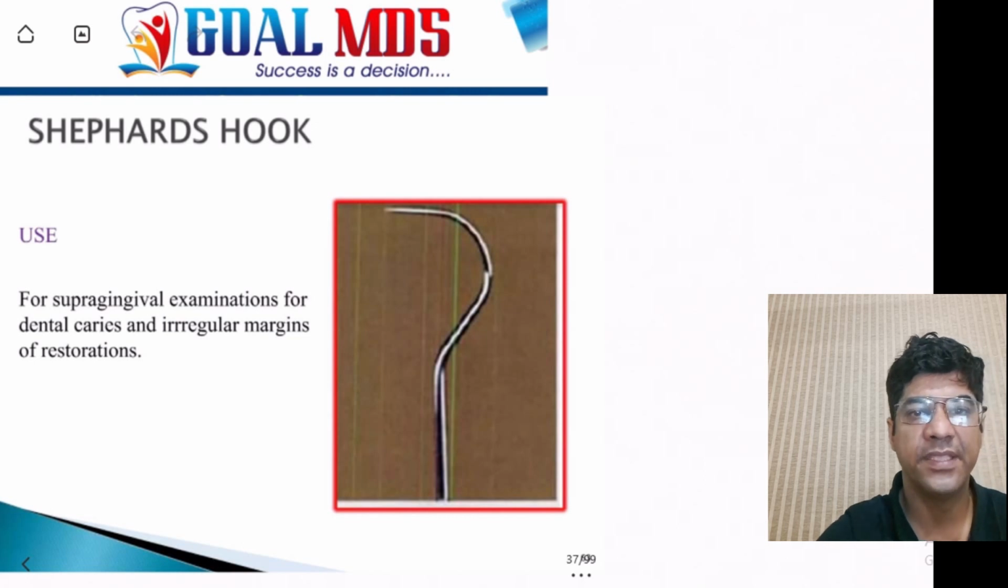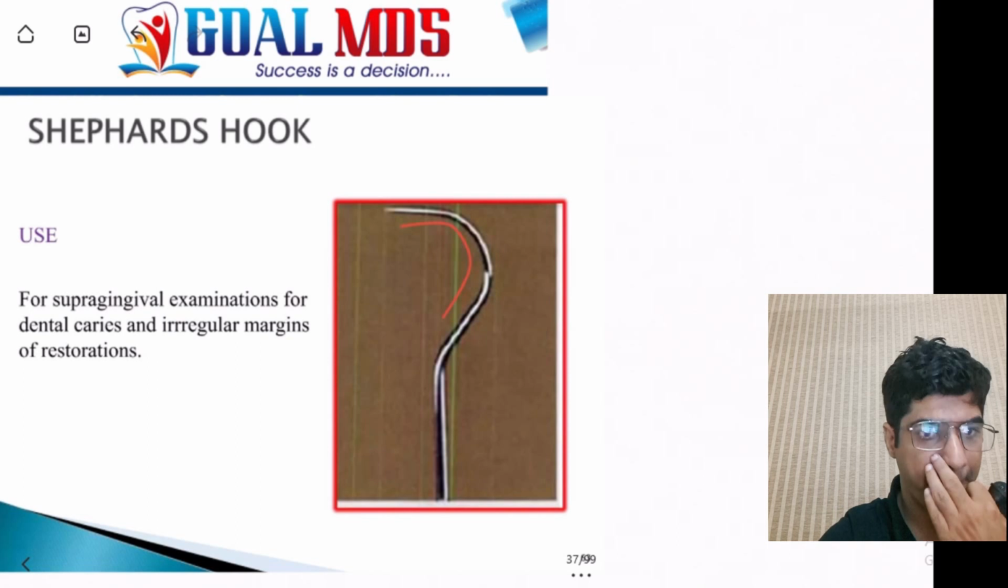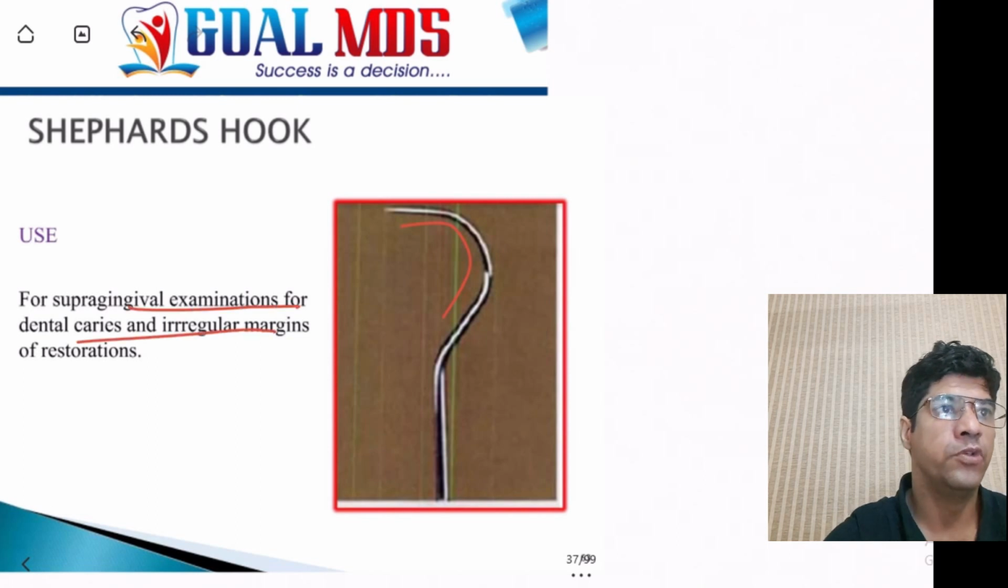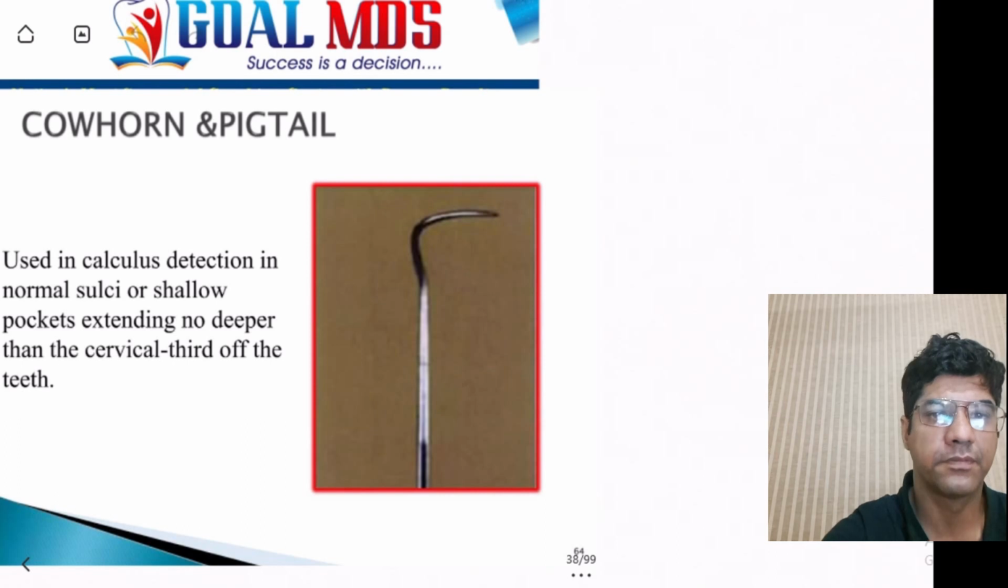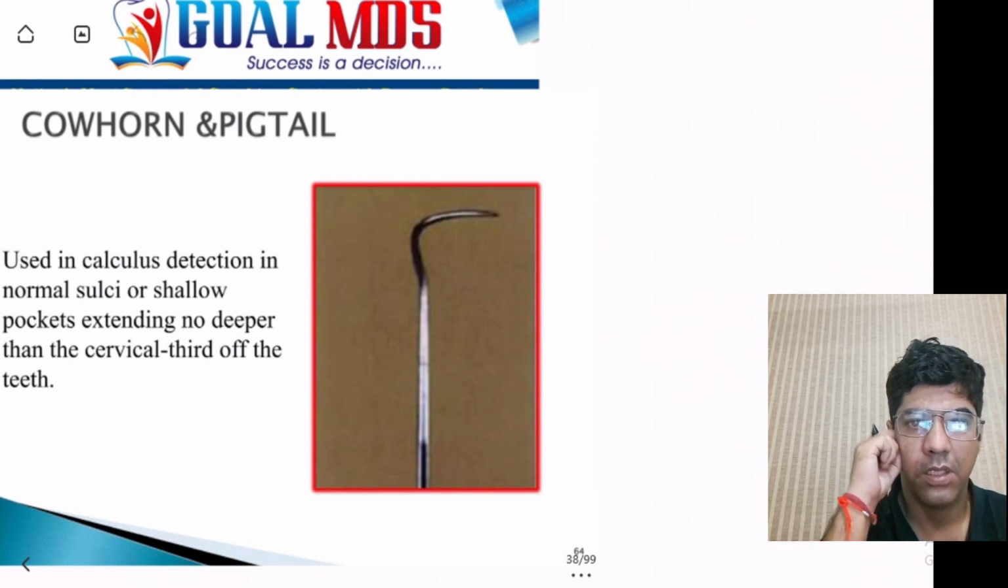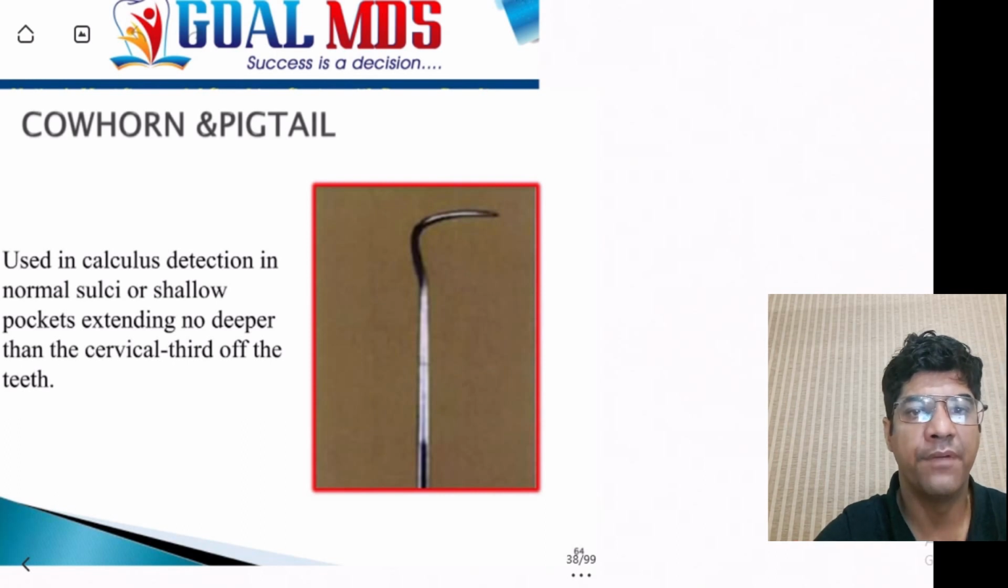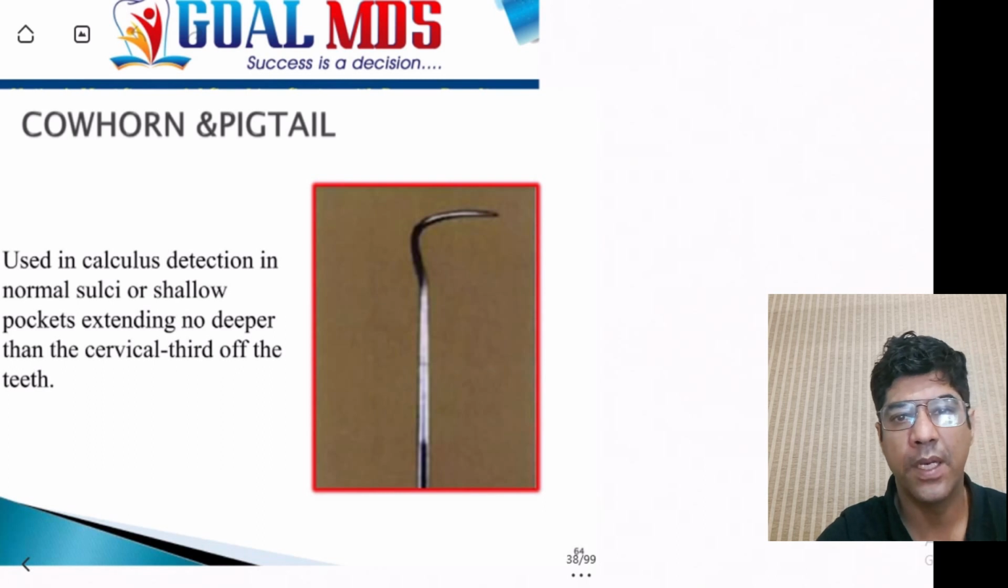So what are the variations? One is the chamfered hook Explorer. It has a curved hook at the tip of the working end, used for supragingival examination for dental caries and irregular margins of the restoration. The hook shape of the chamfered hook makes it particularly useful for detecting subgingival calculus.